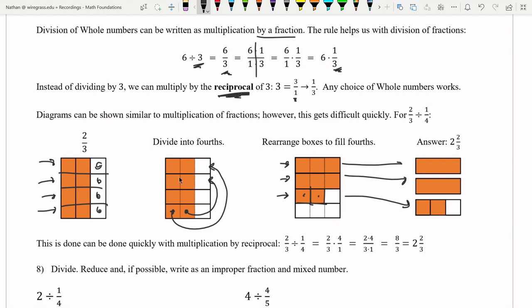It's because of this rearranging that diagrams aren't very feasible for doing a lot of these types of things. It's better to know the algorithm than it is to understand the visual. So you can do it very quickly with the algorithm. We're going to change 1/4 into multiplication by the reciprocal. So I changed division to multiplication, and then I flipped 1/4 to make it 4 over 1. And now we're just multiplying. 2 times 4 is 8, 3 times 1 is 3, and that is the same thing as 2 and 2/3, just like we got in the diagram.